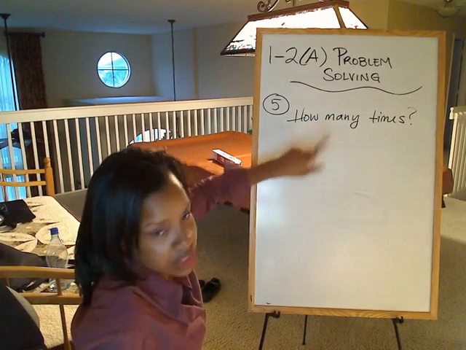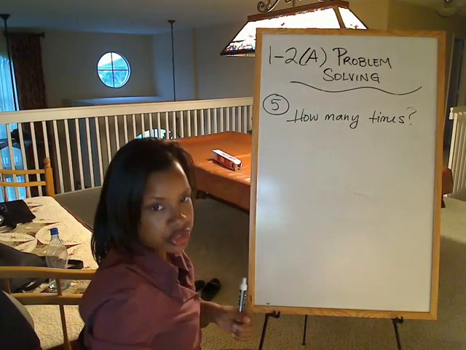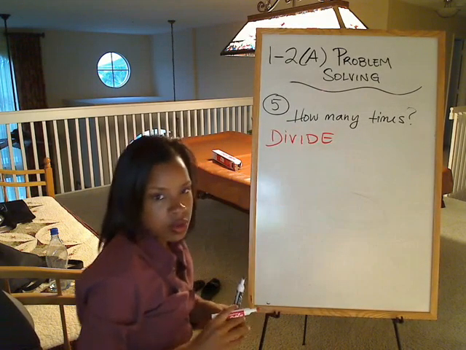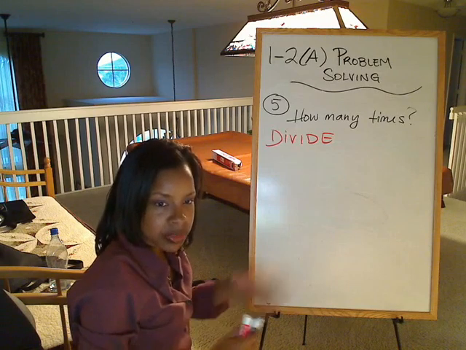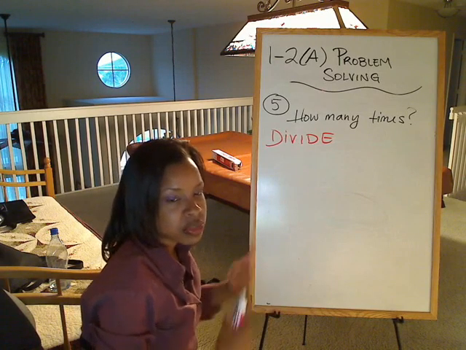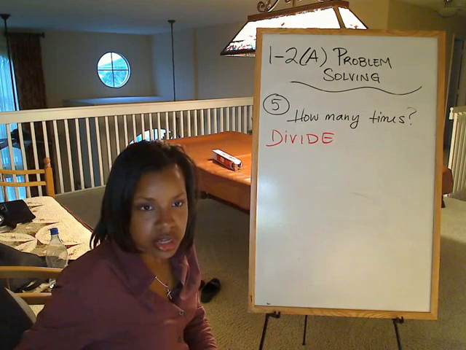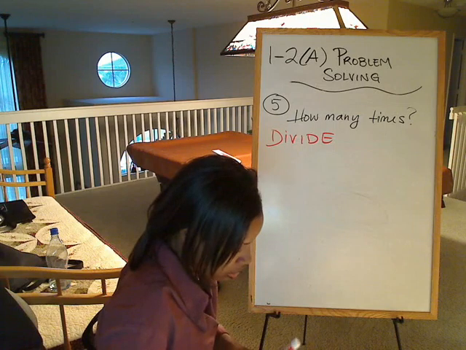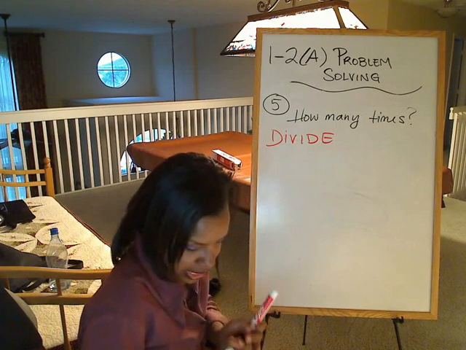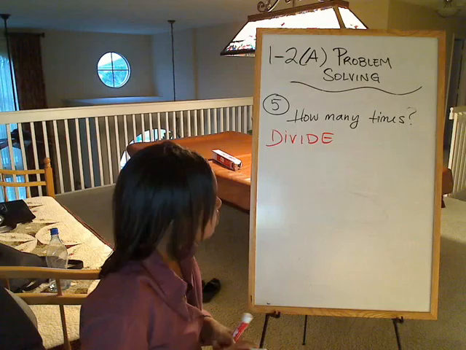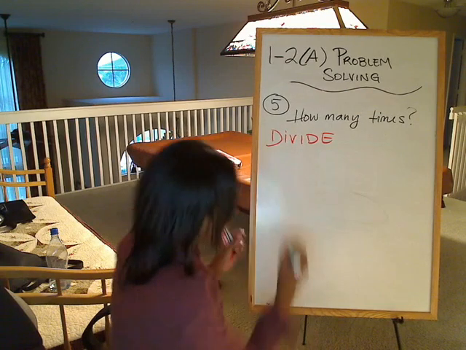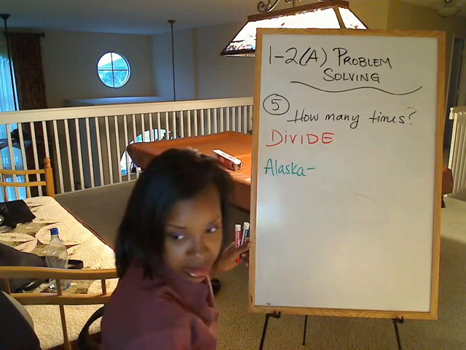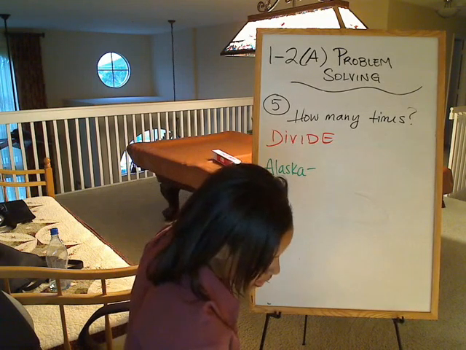Usually when they ask this question, how many times, it means that you're going to have to divide. When you're trying to figure out how many times something goes into something else, or how many times larger something is than something else, you usually have to divide. Okay? So what are we going to divide? Well, it says the land area of Alaska is, and I want to write this because there's a little trick in here I want you to see.